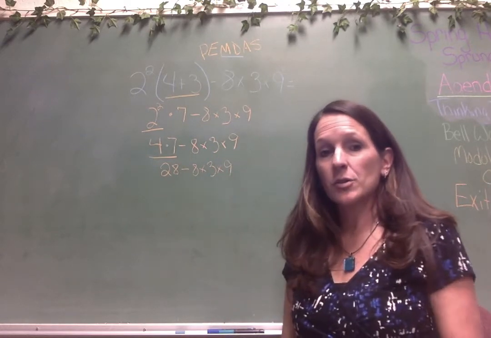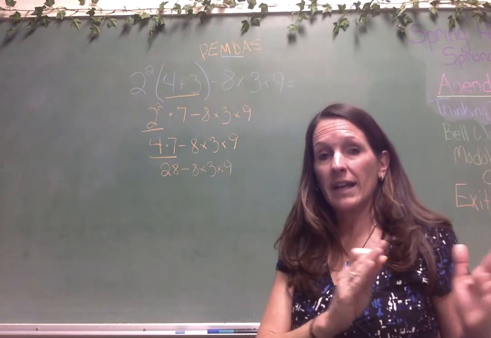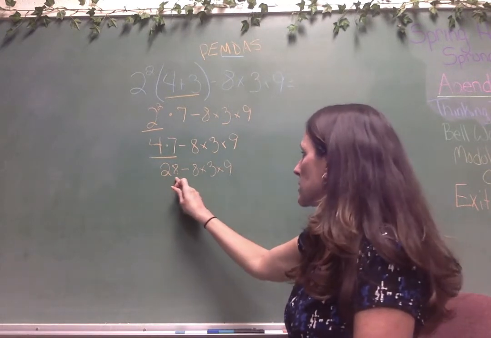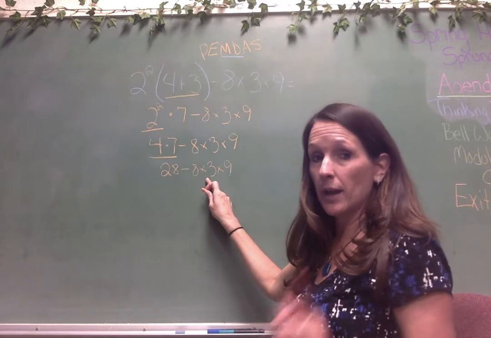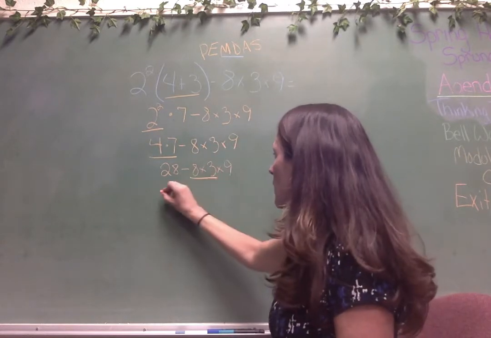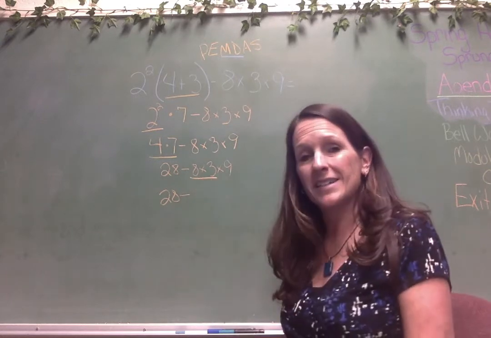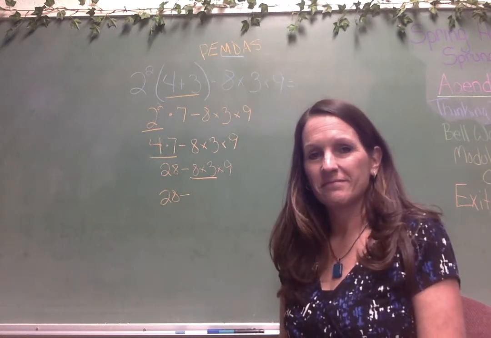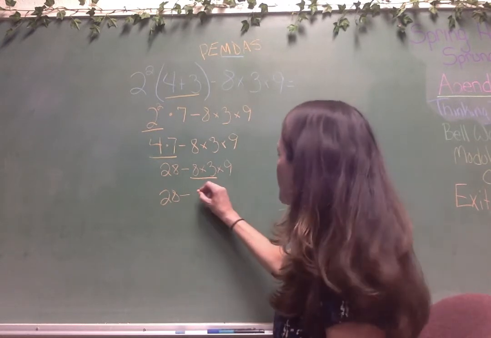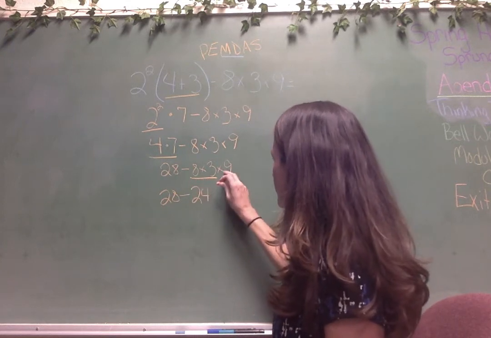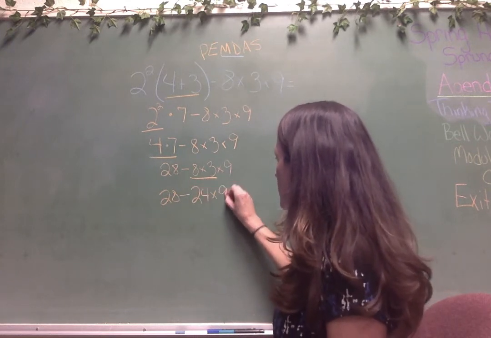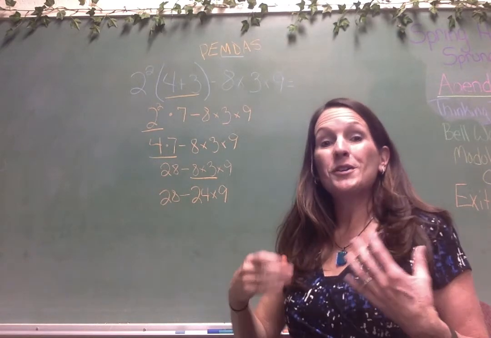Okay? So now I continue. I'm multiplying or dividing left to right. So my next is 8 times 3. I'm going to underline that. Okay? 28. I didn't touch that. Minus, what is 8 times 3? Yeah, it's 24. Didn't touch that, didn't touch that. I'm going to keep going.